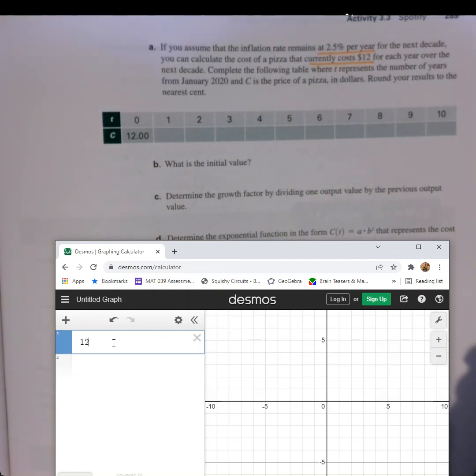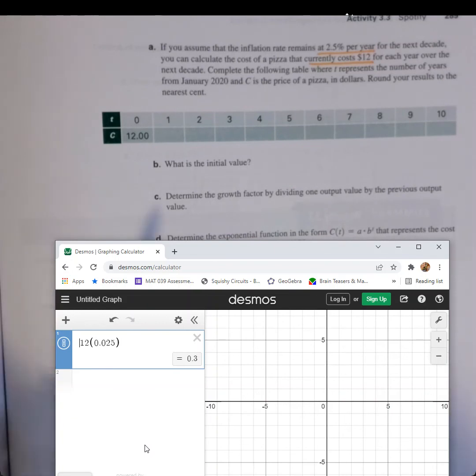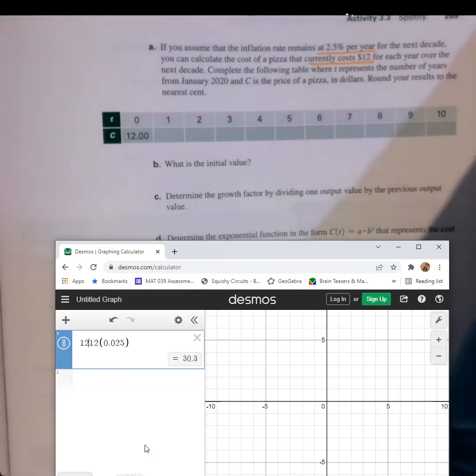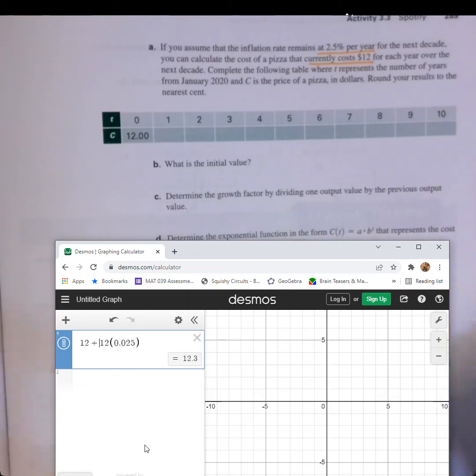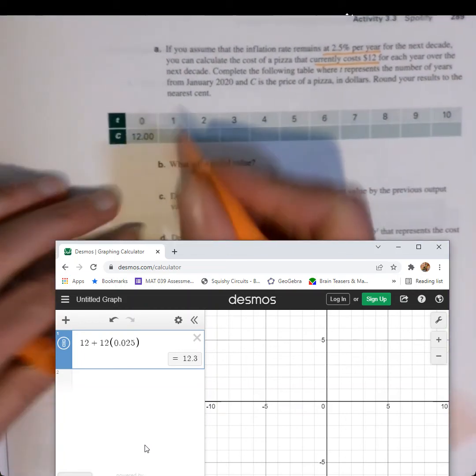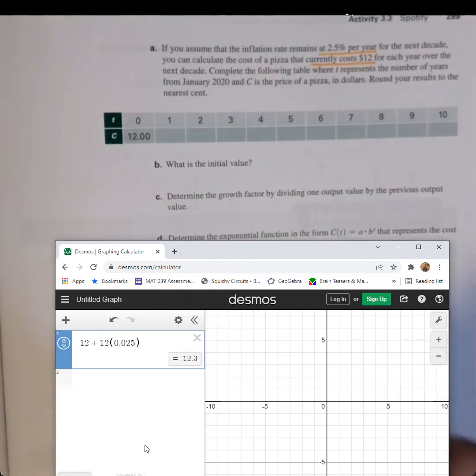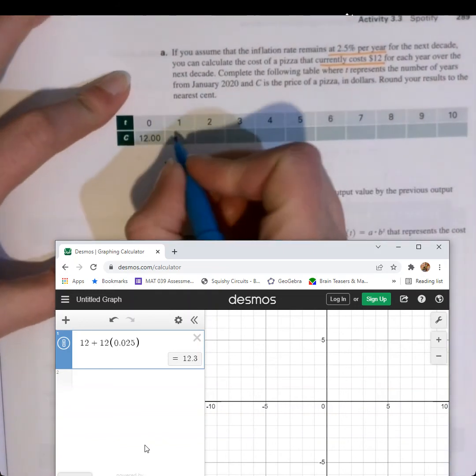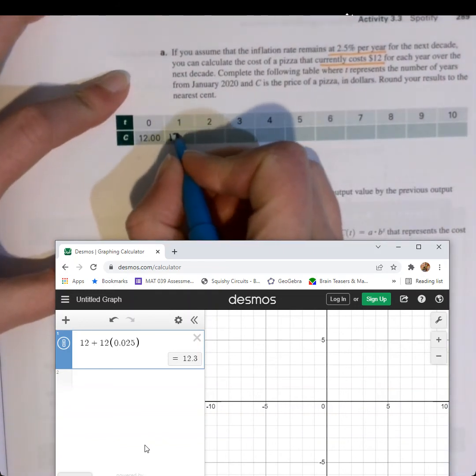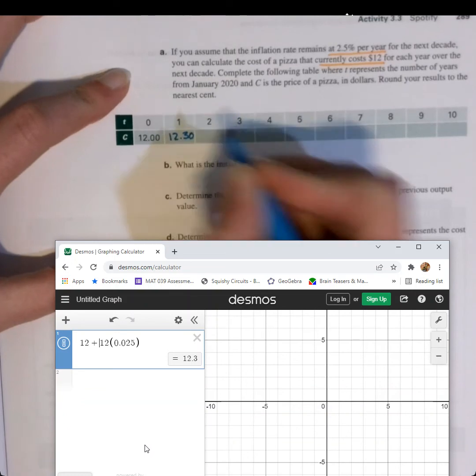2.5% more, which is 0.025 more. So I want it to cost 30 cents more. So I can do 12 plus, might as well just put in the 12 plus here, 30 cents. And you can see that our pizza is going to cost $12.30 1 year later. So not a ton, but still 30 cents more.